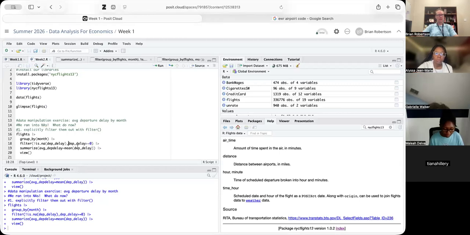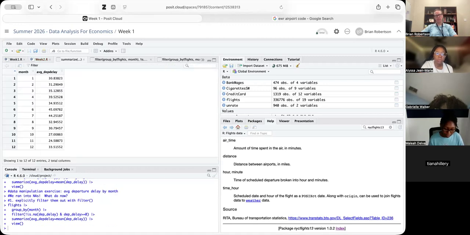I can also type that out as the ampersand. The ampersand is a little bit more explicit. Ampersand literally means and departure delay greater than zero. So I run that, get the exact same answer, does the exact same thing.